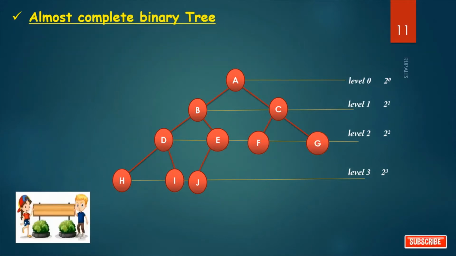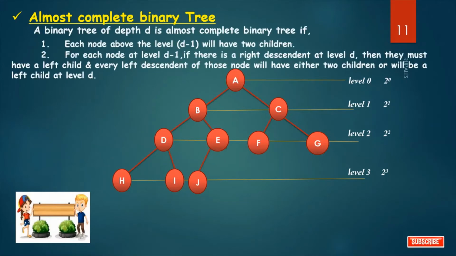Almost complete binary tree. A binary tree of depth D is almost complete binary tree if... depth D means what? Depth D means maximum level or height. So here the maximum level is 3. So the value of D is 3.